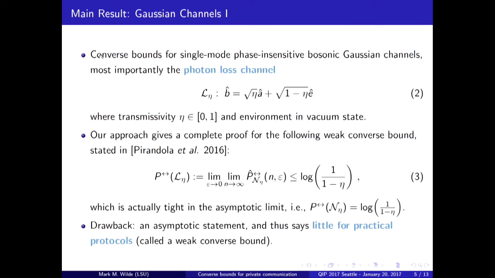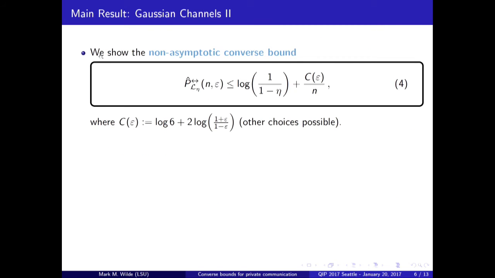So the drawbacks of this are maybe clear, that it's an asymptotic statement, and thus it doesn't say very much for practical protocols that are using the channel a finite number of times. Okay, so what we do in this work for the pure loss channel is we give this refined bound, and this is a non-asymptotic bound that applies for every little n that you could choose and every quality of the key parameter that you could have, every epsilon. And as the first term in the bound, you have that fundamental capacity term, but you also have this term that gets smaller and smaller as n gets larger and larger. So for small n, maybe it's not so tight, but then it gets much tighter as n gets larger and larger.